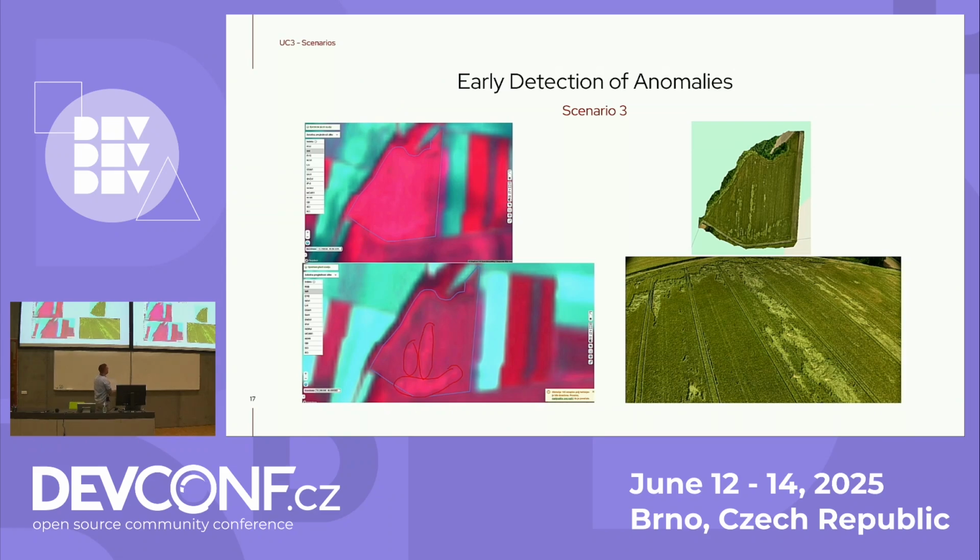Now, in the bottom one here, you can see that these lines have started to appear. This was taken about a week later from the same type of satellite. Basically, this means that the crops are not grown in a uniform manner anymore. There's something happening which is causing an anomaly. So at this point, the farmer can see something is happening with his crops. He needs to go and inspect it.